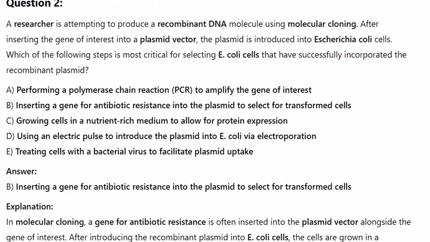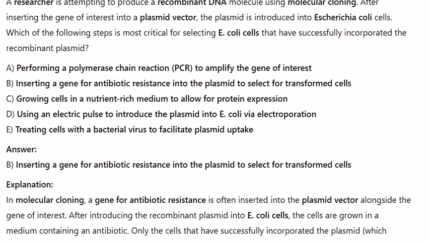Question 2. A researcher is attempting to produce a recombinant DNA molecule using molecular cloning. After inserting the gene of interest into a plasmid vector, the plasmid is introduced into Escherichia coli cells. Which of the following steps is most critical for selecting E. coli cells that have successfully incorporated the recombinant plasmid?